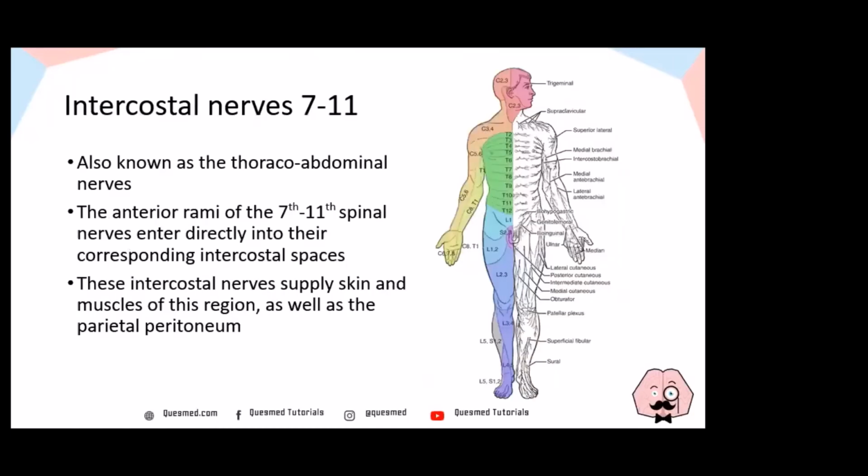Your 7th to 11th nerves, again, they enter your costal grooves, in the intercostal spaces, and they supply the skin and the muscles of the region, as well as the parietal peritoneum and the abdominal skin as well.